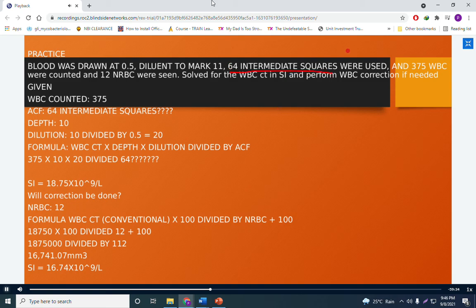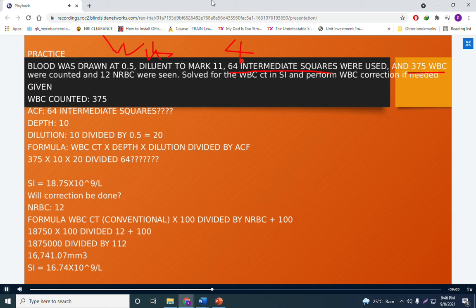Class, how many large squares is that? It's 4. Remember, you're using diluent to mark 11, then 375 WBC. So this is a WBC count, class. Those are the tricky questions.